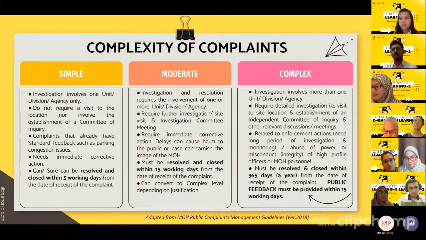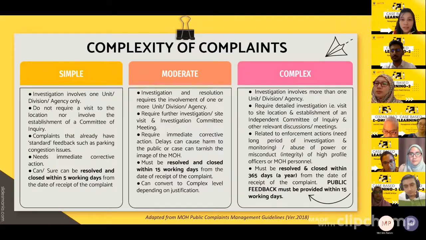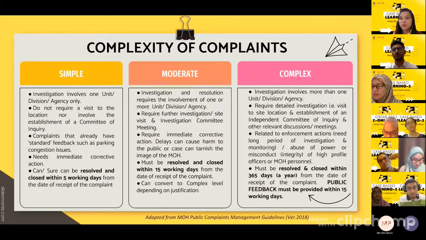And then we have to categorize the complexity of the case. It can be categorized into three: simple, moderate, and complex. And these are the criteria to determine the complaint complexity. It is in the guideline. The complexity of the complaint case depends on the nature of the complaint, whether it involves only one particular unit or multiple units or divisions, and whether there is a need to visit the site location. It can range from a complaint with standard feedback, which is the simple complaint, to complex cases which require enforcement action and a long period of investigation and monitoring, such as integrity, misconduct, medical legal cases, things like that. And for every moderate or complex complaint, there's a need to form a panel of investigation.